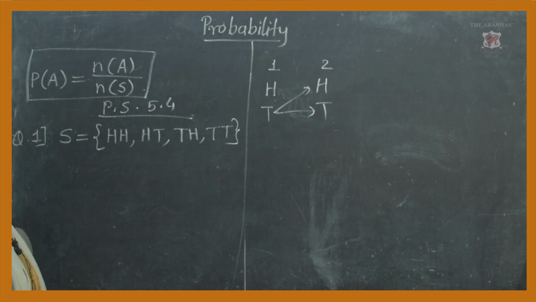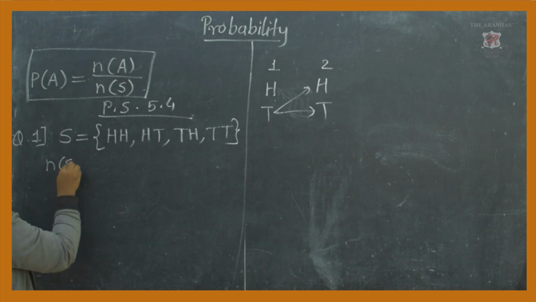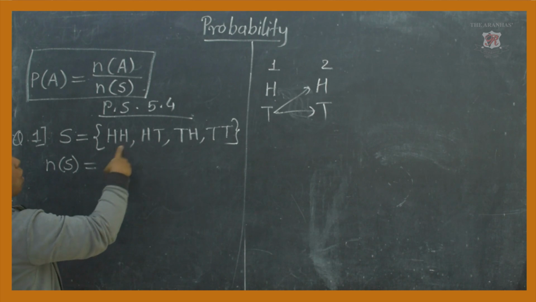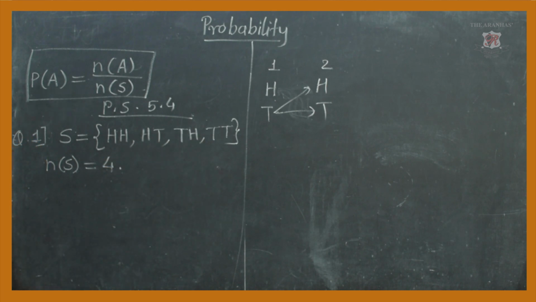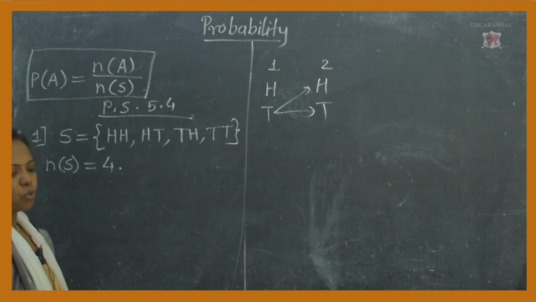These 2 things are there. So this will be a sample space when 2 coins are tossed. That we already learned how to calculate sample space. Then what is the number of sample points? N of S: 1, 2, 3, 4. It is 4.